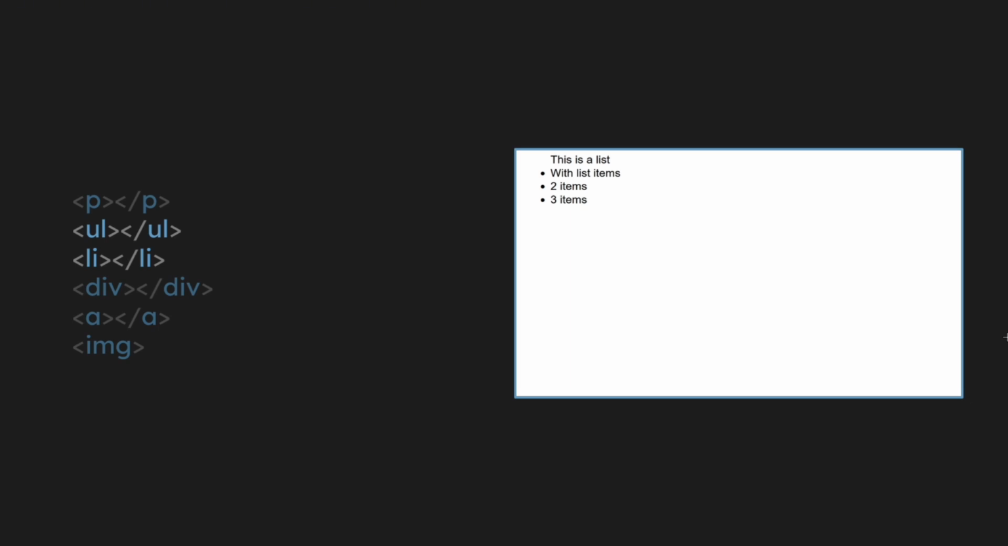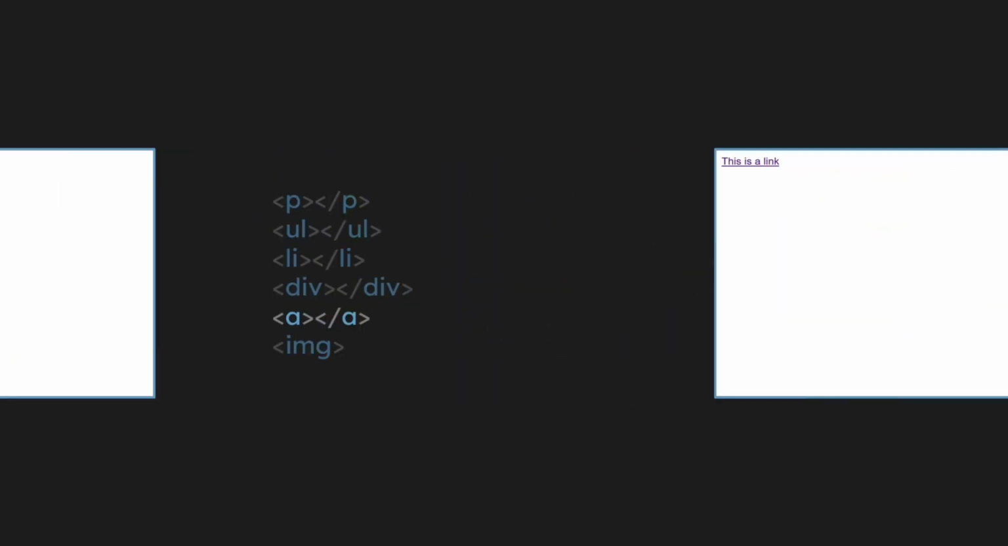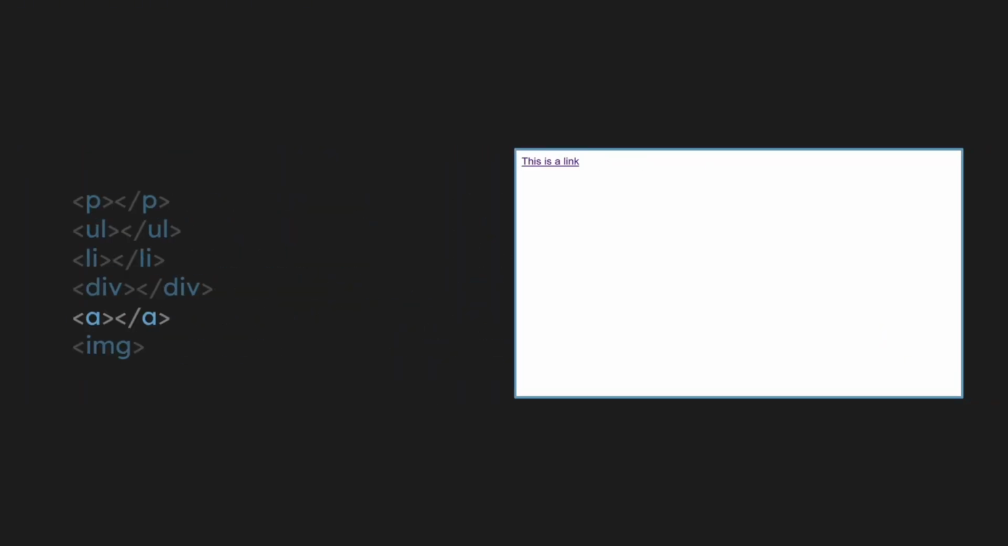The unordered list and list item tags are for creating lists and adding entries into a list. The div tag is for grouping other elements together with boxes. The A tag is for links.